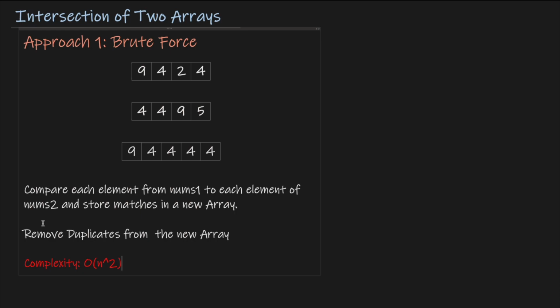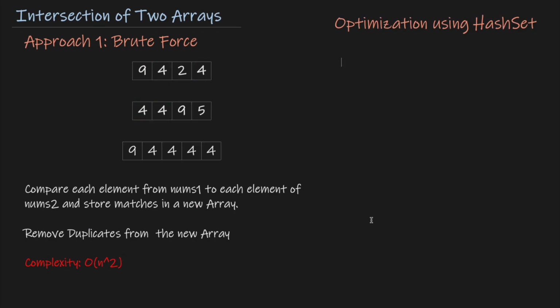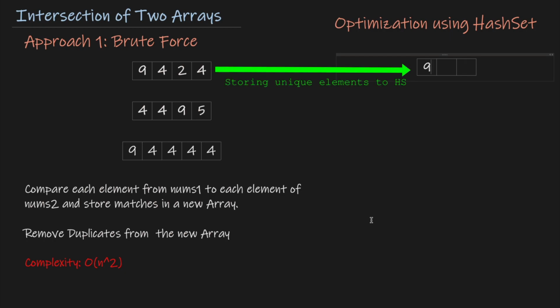We know that each of these input arrays has some duplicates, and in the result we are only interested in the unique elements. So what if we remove the duplicates beforehand? And for that we'll use a hash set. So let's say this is a hash set and we operate on the first input array and try to insert the elements to a hash set. So the values that would be inserted would be 9, 4 and 2. The duplicate 4 would be removed, and then we would go to the second array, and repeat the operation to try to store 4, 4, 9, 5.